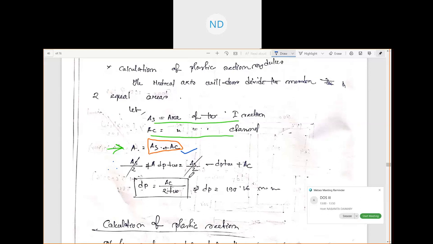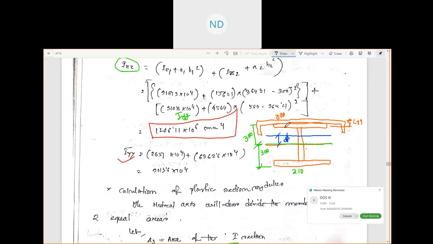So we can see one thing, there will be a plastic section modulus which will divide the area into two equal parts. On the basis of plasticity, AS by 2 here. The bottom portion below this axis will be how much? AS by 2 plus this dp into tw. This is your tw, the thickness of the web. tw is given to be 12 mm.